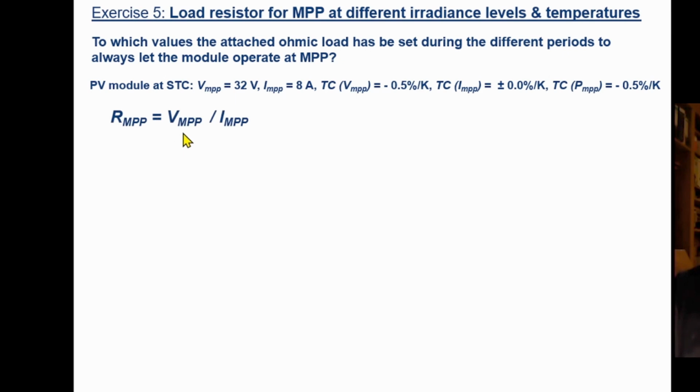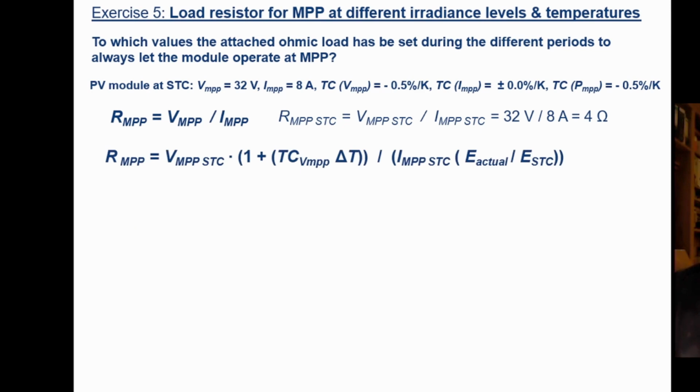To find the optimal resistance, it's just the voltage in the maximum power point divided by the current in the maximum power point. If we take as an example the standard test conditions where we have 32 volts and 8 amps at 1000 watts per square meter and 25 degrees Celsius of module temperature, then we have 32 volts divided by 8 amps, that's 4 ohms. If we have other temperatures, we have to make an adjustment factor according to the temperature difference. And also the current is directly proportional to the irradiance. We have to find out what's the actual irradiance in relation to the irradiance under standard test conditions. And as you all know, irradiance under standard test conditions is 1000 watt per square meter. And the temperature difference is the actual temperature minus the temperature under standard test conditions, which is 25 degrees.